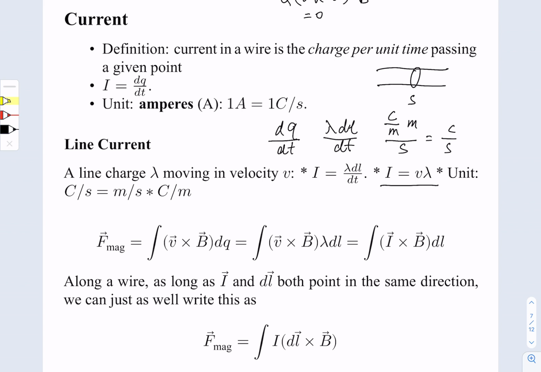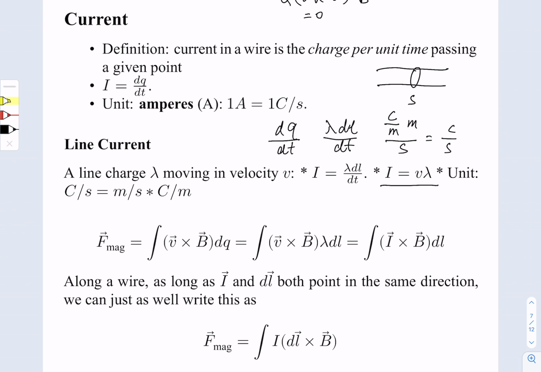However, I want to mention that because we typically think of a line charge as a wire, the current is simply the amplitude of the current flowing along this wire. But because the wire can have a direction, you have to remember that the current here, I, is also a vector.